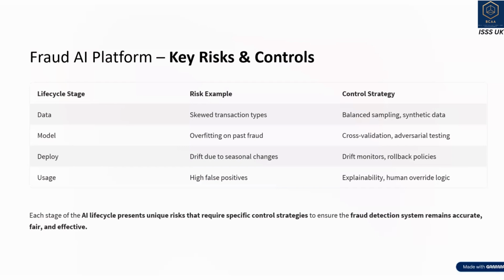Same way for deployment: drift due to seasonal changes, right? For example, when there is a festival, there are a lot of transactions. When there is a summer or winter holiday, there are a lot of transactions on travel. During festivals, there are a lot of transactions on e-commerce. So data changes every time, and if there is an increase in demand, there is an increase in fraudulent transactions too. How to mitigate those things?